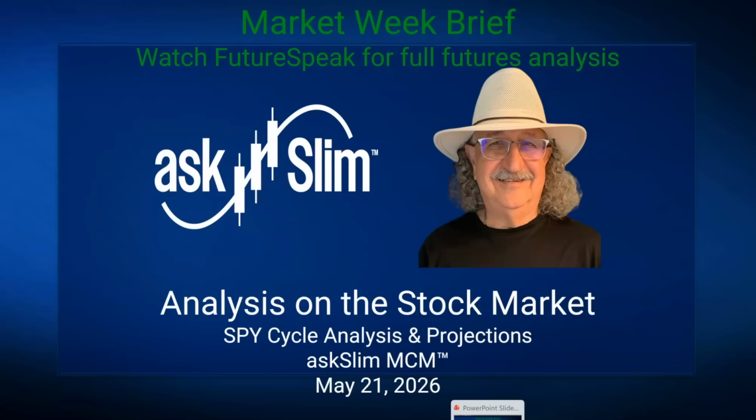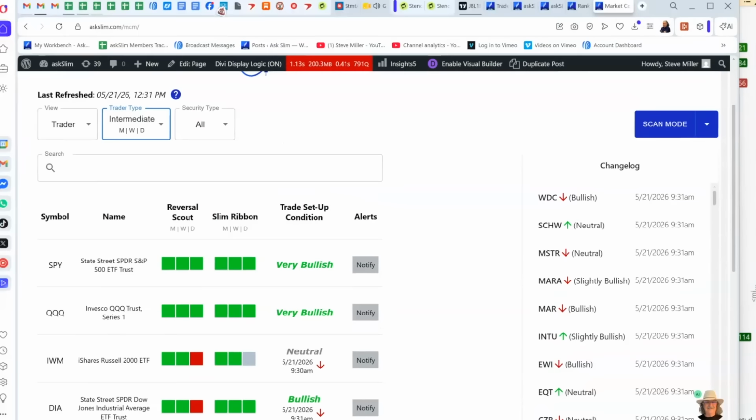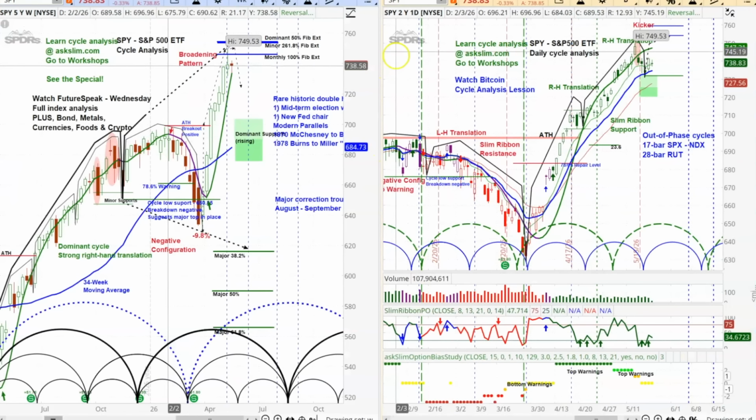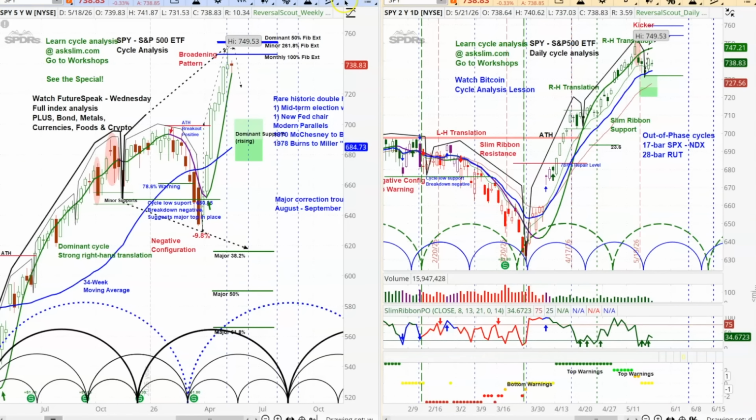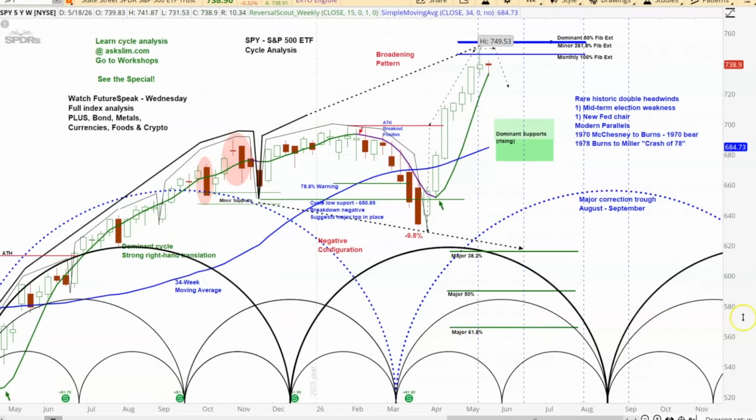There's something there for all styles, so I'll show you that. So let's take a look now as we switch over. Well, I'll show you the MCM in a couple minutes. Let's switch over to the charts right over there, and this is SPY weekly on the left, SPY daily on the right. And let's blow this up right over here.